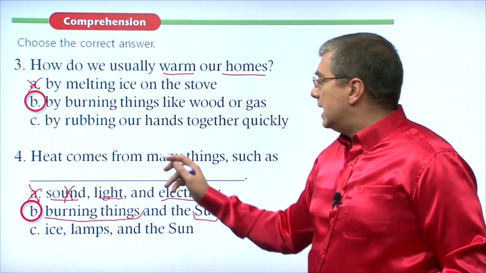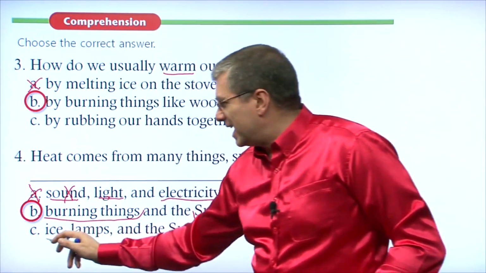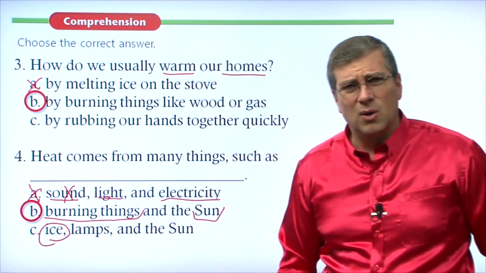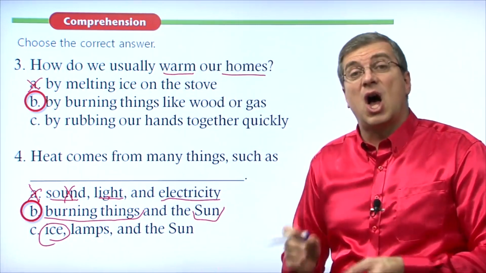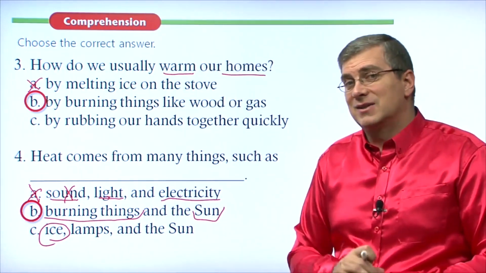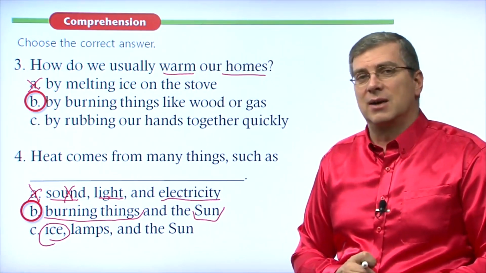Let's take a look at C. Heat comes from many things such as ice. Heat comes from ice? No. Ice, if you put ice on something, it makes it cooler. It's the opposite effect, right? So ice doesn't make heat. Heat doesn't come from ice.